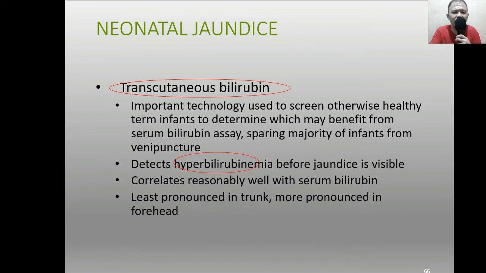Transcutaneous bilirubin is a method of obtaining bilirubin without the use of venipuncture, because if we do venipuncture routinely, it can do serious trauma on the neonate.